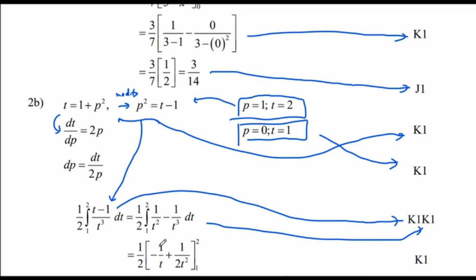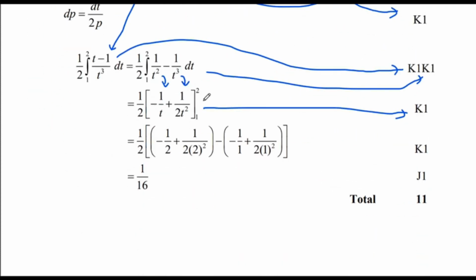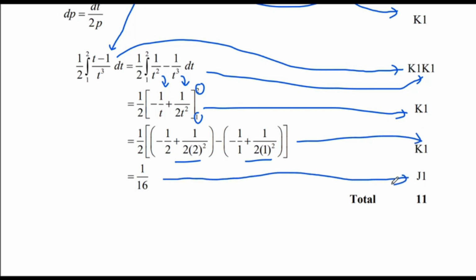1 over T square akan dapat negatif 1 per T, iaitu T kuasa negatif 1 sebenarnya. Dan sama juga dengan ini. Dapat 1 per 2 T square. Okay, you will get another K1 here. Alright, after that, what we can do is, we just substitute the limit 2 and limit 1. Dan masukkan dekat atas, tolak limit bawah. Another K1 here. Alright, after that, 1 over 16, final answer.